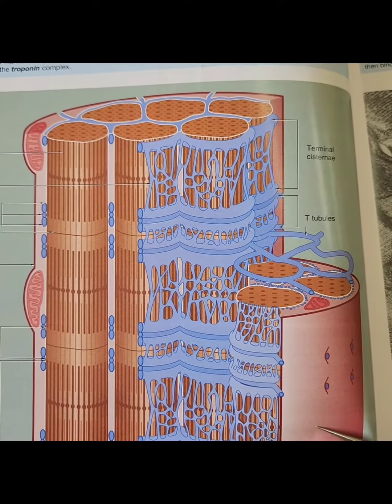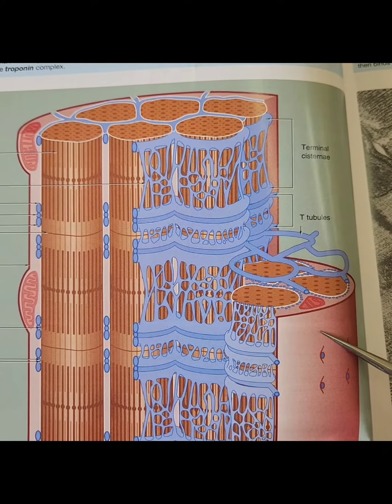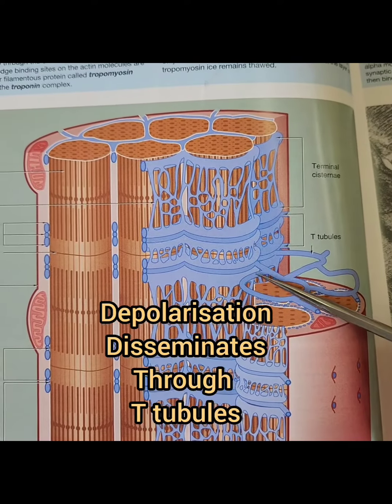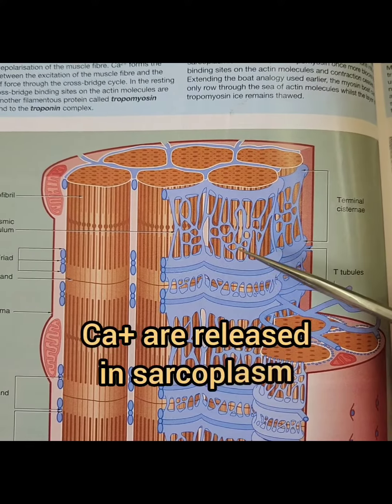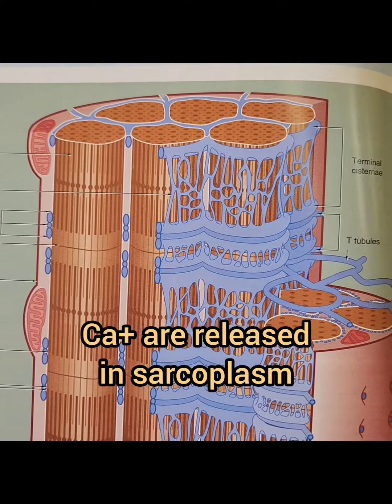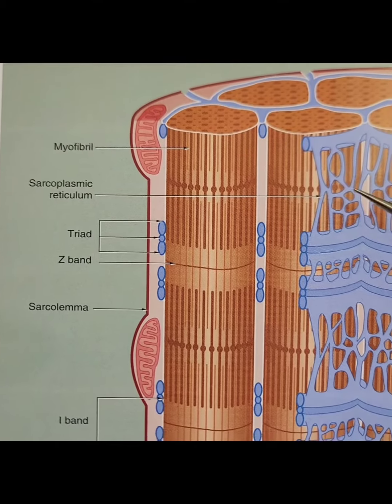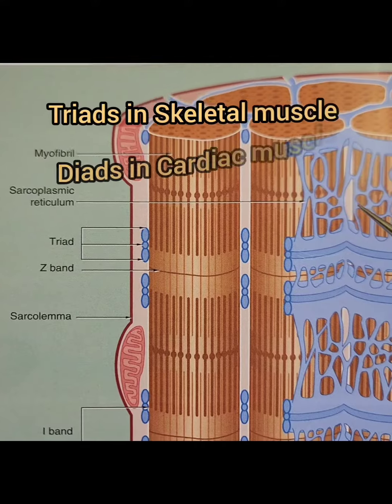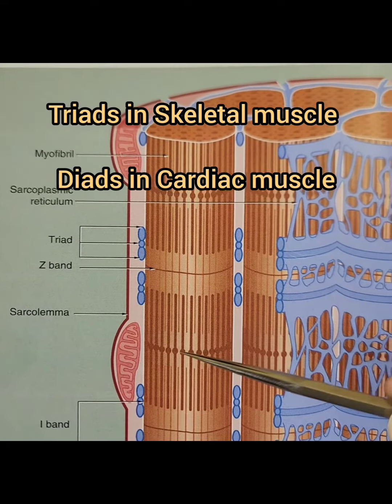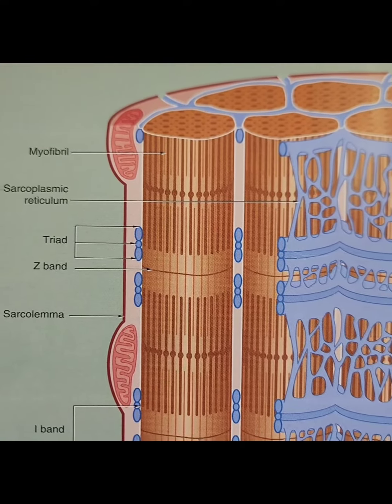The depolarization wave from the sarcolemma quickly disseminates inside through the T tubules around every myofibril, and that's how calcium ions are released and contraction happens in all the myofibrils. We see triad of 3 tubes at the junction of dark and light band in skeletal muscle, but in cardiac muscle we see dyad of only 2 tubes at the level of Z lines.